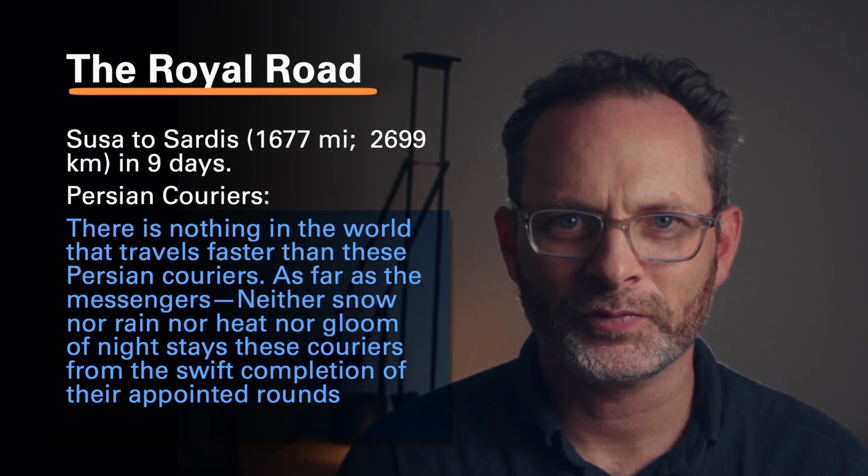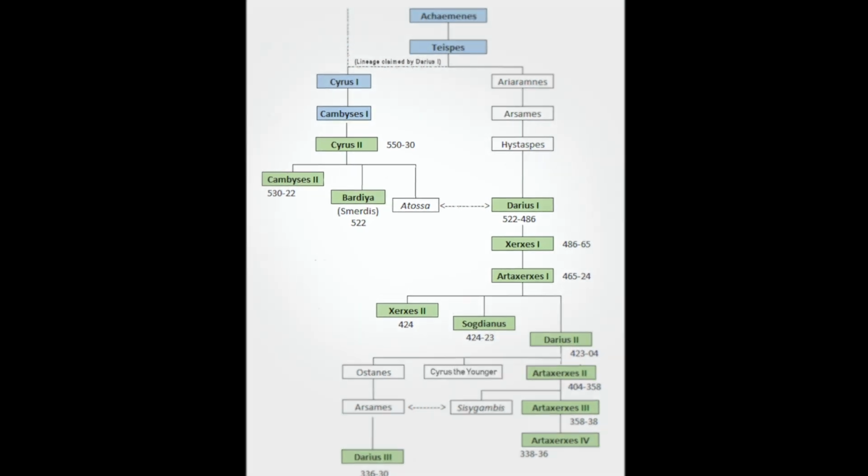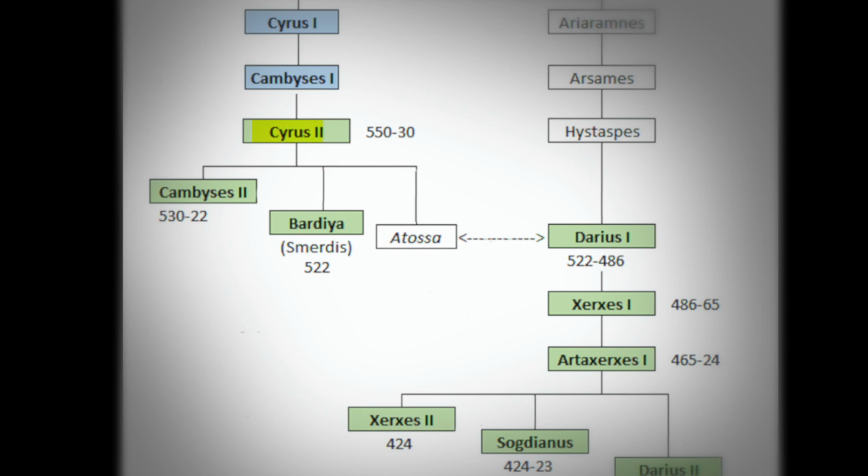Here is a list of Persian monarchs. We have Cyrus the Great, who ruled from 559 to 530. Then we have Cambyses from 530 to 522 BCE. Then we have Darius from 521 to 486, and Xerxes from 486 to 465 BCE. His successor Artaxerxes ruled from 465 to 424 BCE. The empire lasted until the reign of Alexander the Great.